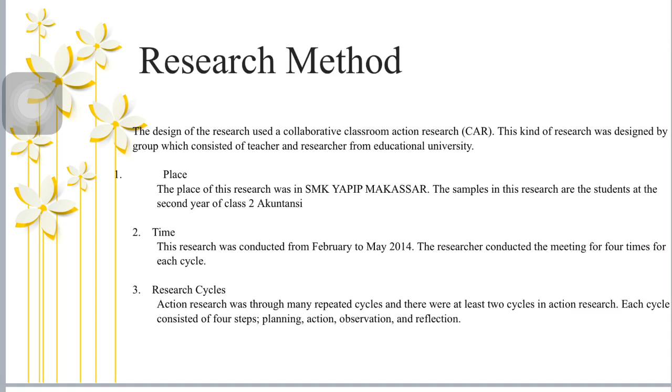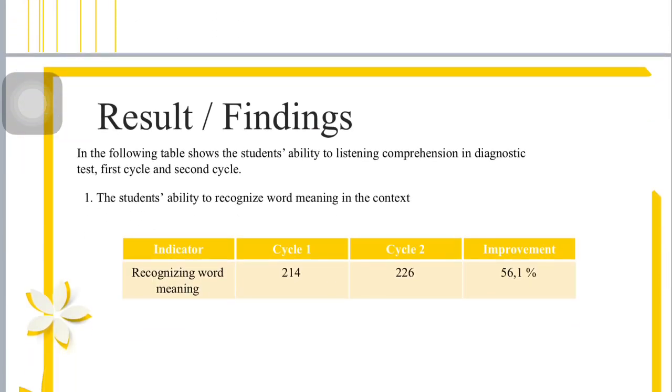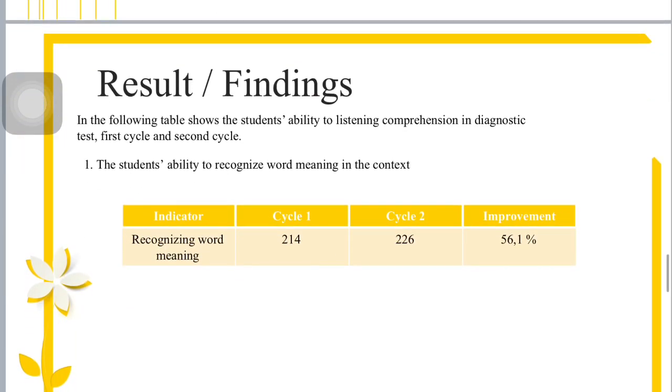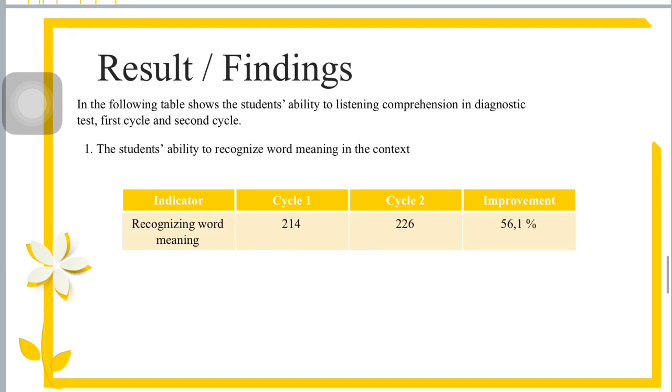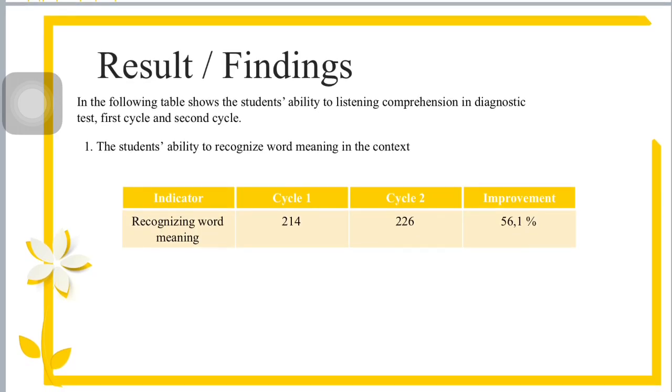And the third is research cycles. Action research has many repeated cycles, and there were at least 2 cycles in action research. Each cycle consists of 4 steps: planning, action, observation, and reflection. And the next slide is results or findings. The following table shows the student's ability in listening comprehension in the diagnostic test, first cycle, and second cycle.